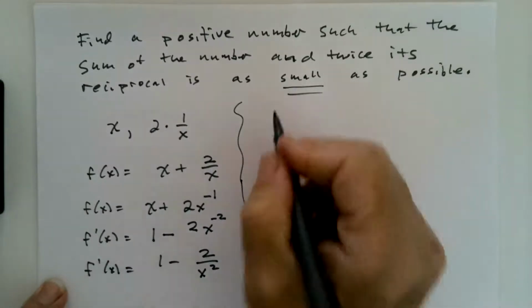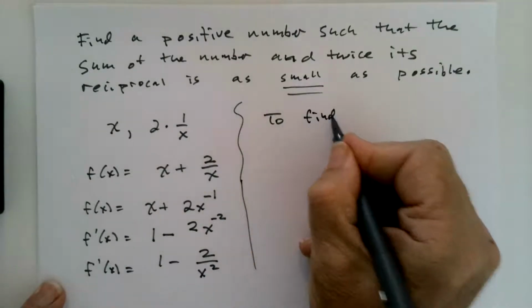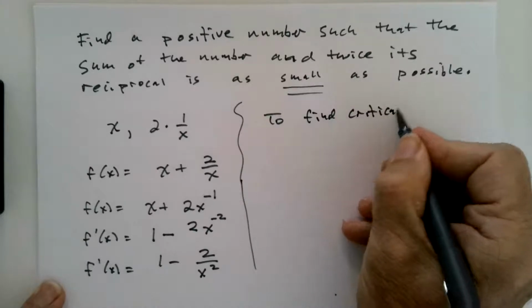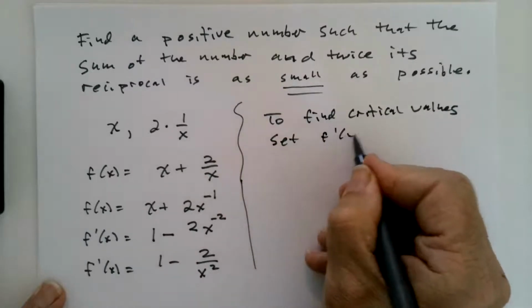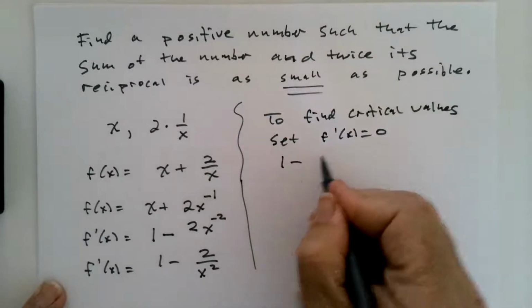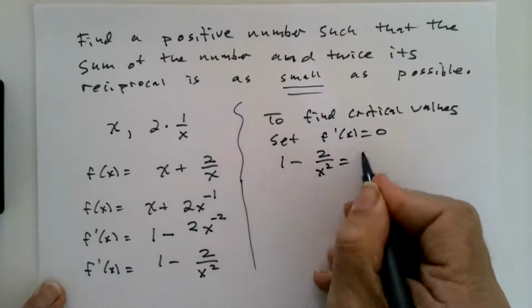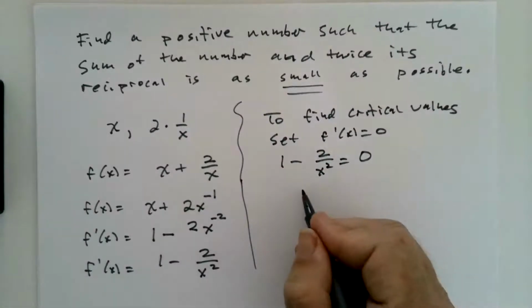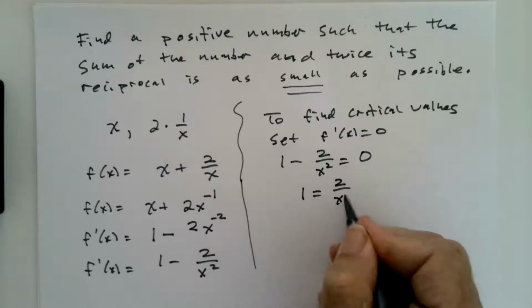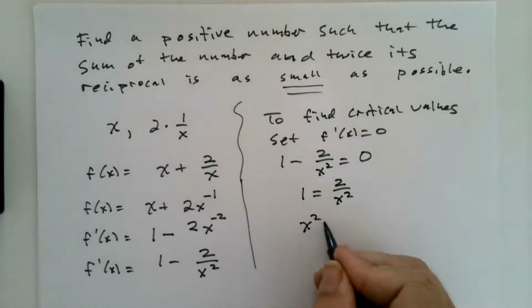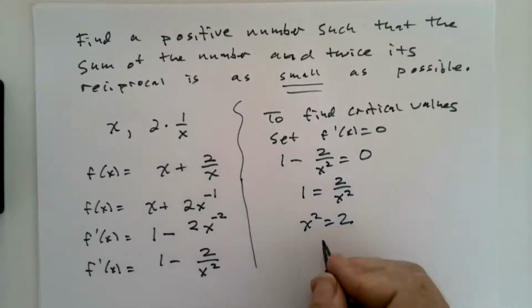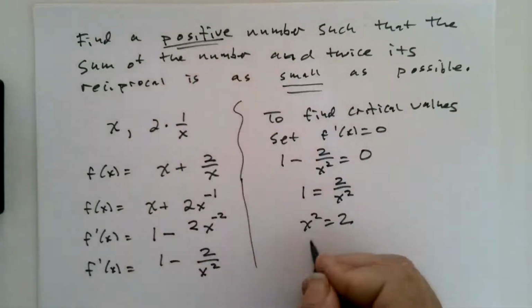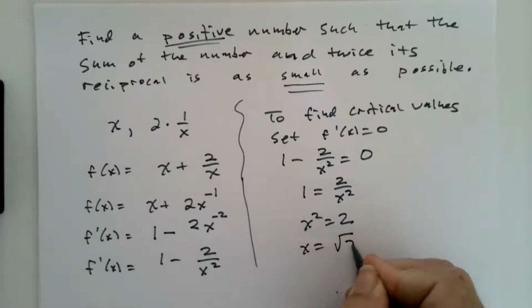Now to find the critical values, I have to set f prime of x equal to 0. So I'll take 1 minus 2 over x squared equals 0. So 1 equals 2 over x squared. 1 times x squared is x squared equals 2. We've got a lot of folks with 2. Is 2 our answer? If x squared is 2, what would that make x? If x is a positive number, x would be the square root of 2.